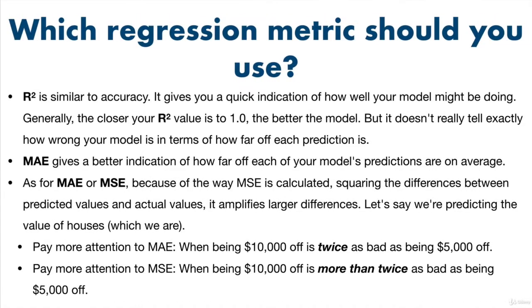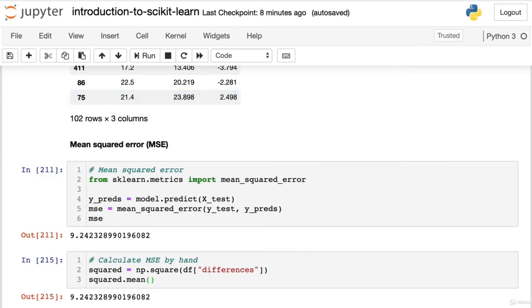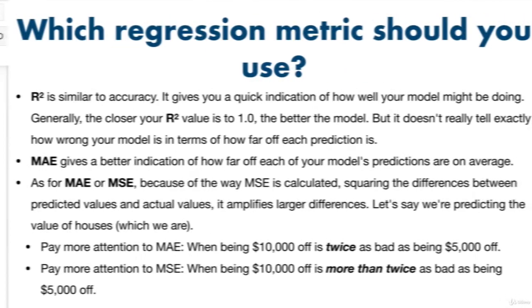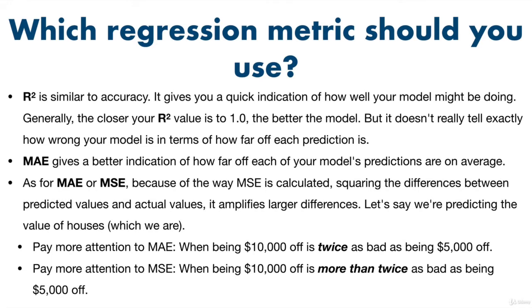And so we come back here. Now, it can get a bit confusing which to use between mean absolute error and mean squared error. Well, because of the way mean squared error is calculated, we saw that by calculating it by hand, we squared the differences and then took the mean, right, instead of just taking the absolute differences. Because of how MSE is calculated, squaring the differences between predicted values and actual values, it amplifies larger differences. So you could imagine if we had a difference of, say, 10 and we squared that, right, that's going to be now a difference of 100 and we're taking the average of that.